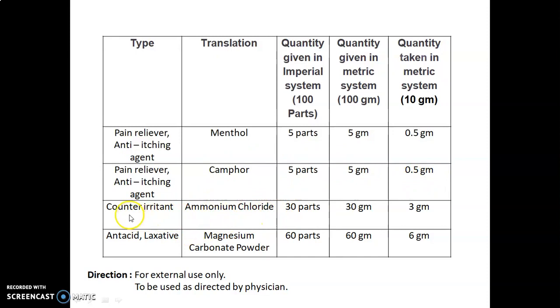Ammonium chloride, used as a counter irritant. It should be used 30 parts in imperial. So quantity given in metric is 30 gram, taken should be 3 gram. Magnesium carbonate powder, used as antacid and laxative. Quantity given in imperial is 60 parts. Quantity given in metric system is 60 gram. Taken quantity should be 6 gram. Direction: for external use only, to be used as directed by physician.